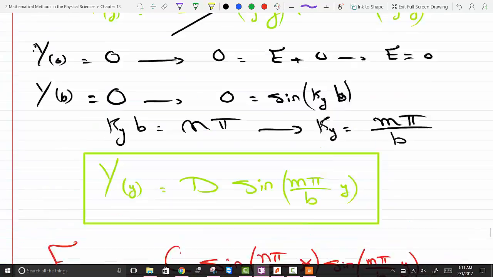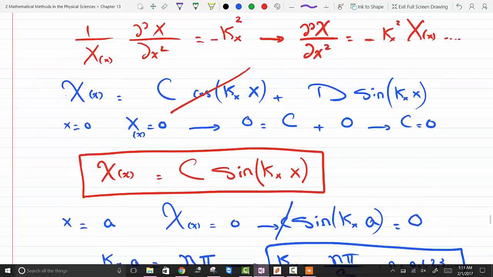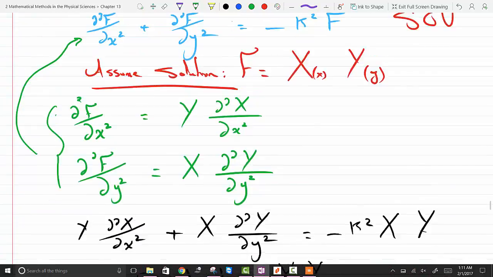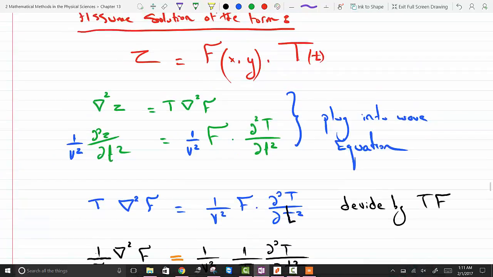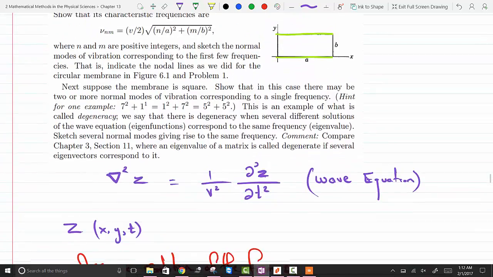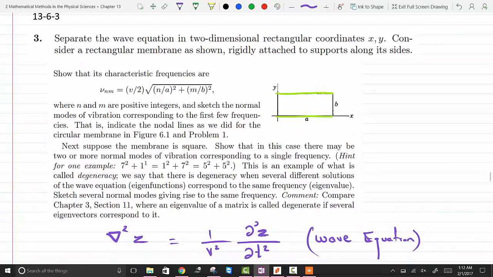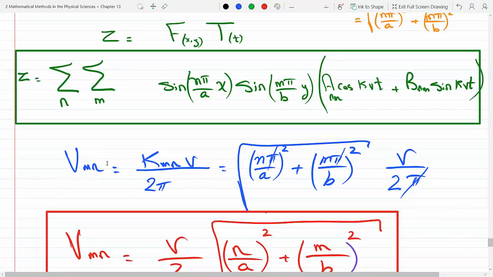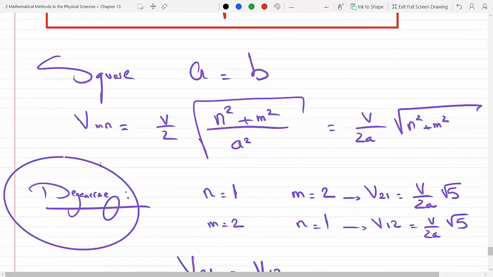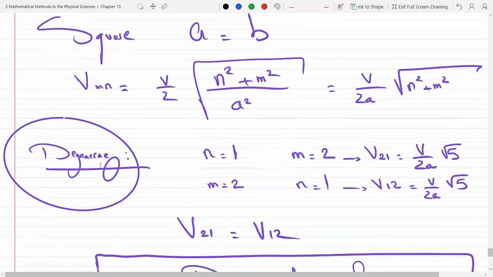So that concludes this question of separation of variables, yeah? It's an interesting process and very useful. Just a few things before I wrap up this question.